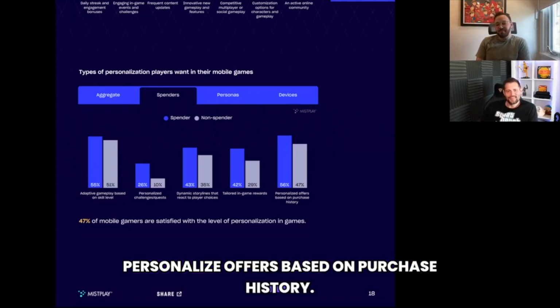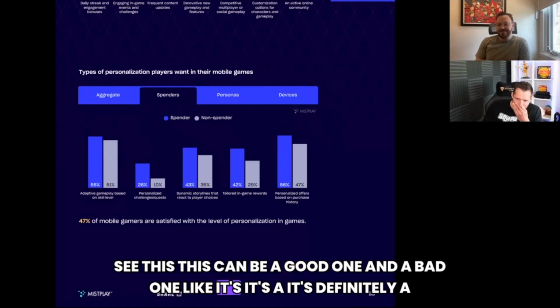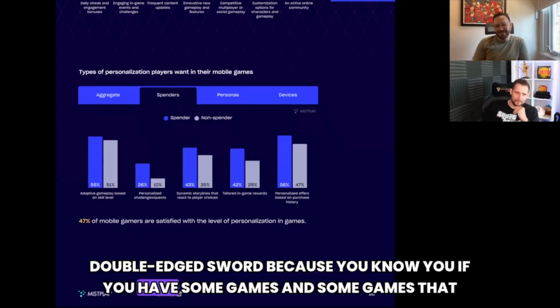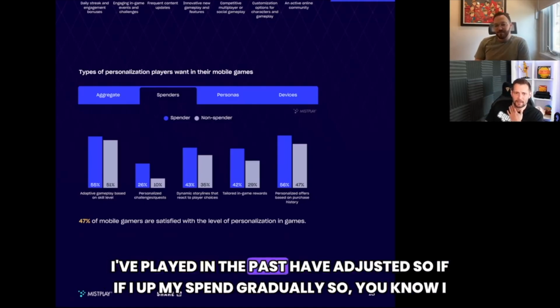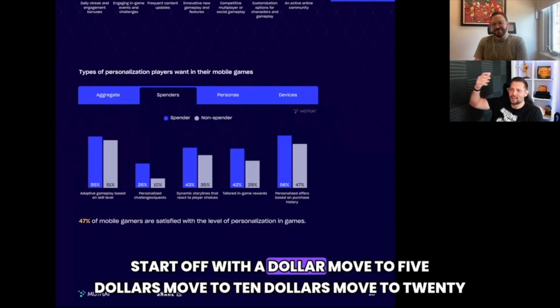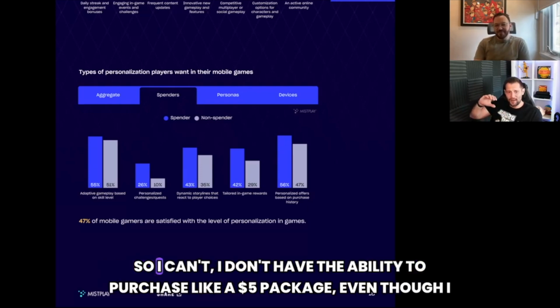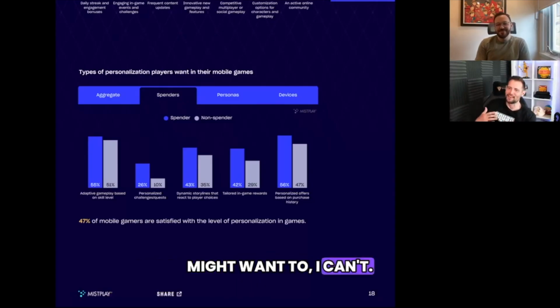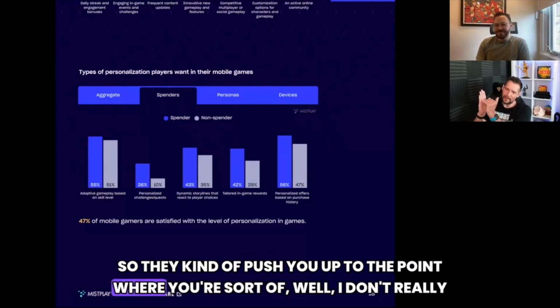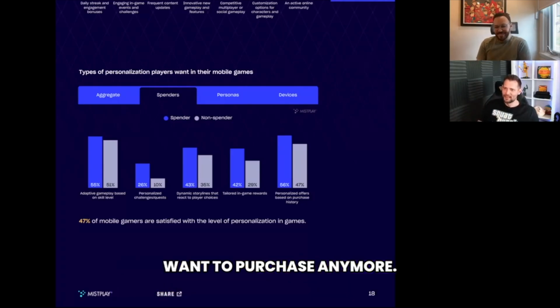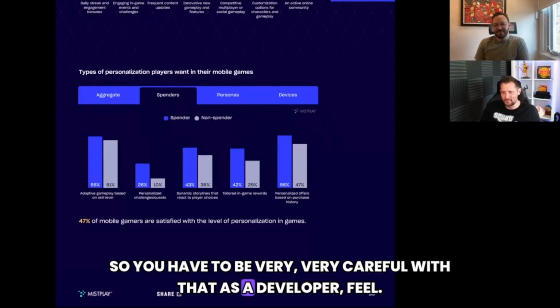Personalized offers based on purchase history. See, this can be a good one and a bad one. It's definitely a double-edged sword, because some games that I've played in the past have adjusted. If I up my spend gradually, so I start off with $1, move to $5, move to $10, move to $20, the catalog for the store changes in line with that. So I don't have the ability to purchase a $5 package, even though I might want to. I can't. So they push you up to the point where you think, well, I don't really want to purchase anymore. So you have to be very, very careful with that as a developer, I feel.